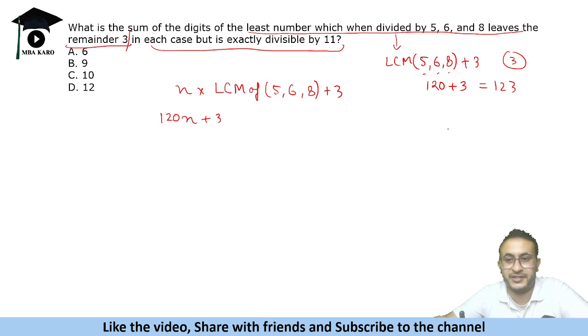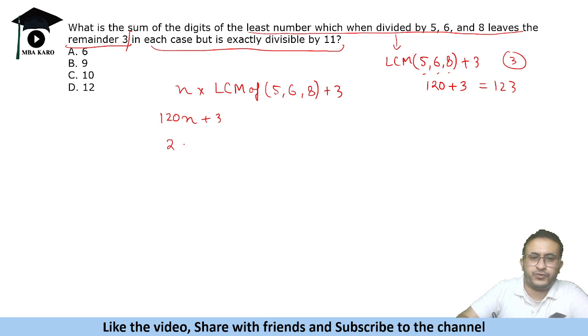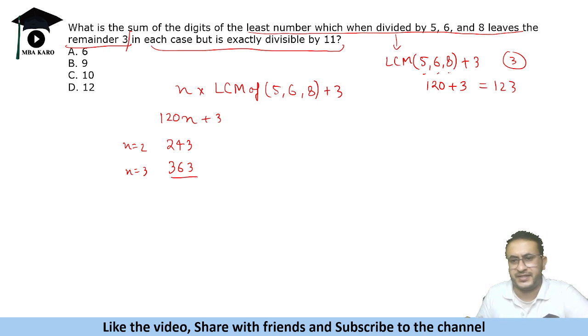Some students make this mistake. So 3 is the smallest number and then 123. Then you can take 243. Is it divisible by 11? No. Then you take 363. Keep adding 120, n equal to 2, n equal to 3, and so on. So this is 363. Is it divisible by 11? 3 plus 3 is 6, so it is divisible by 11.